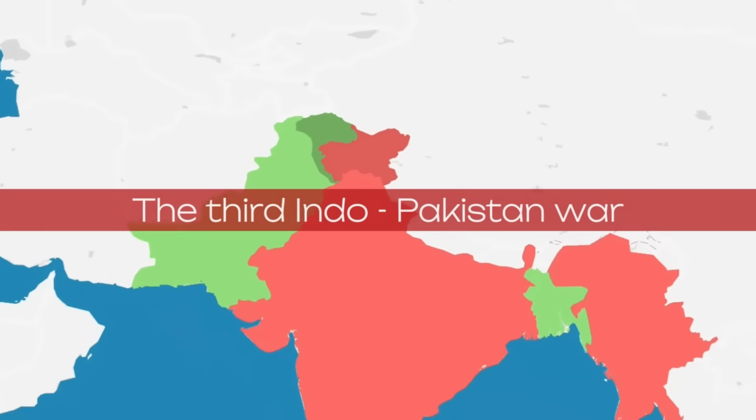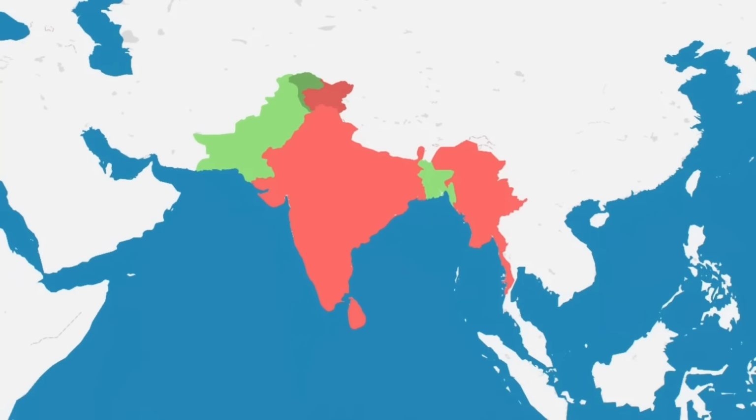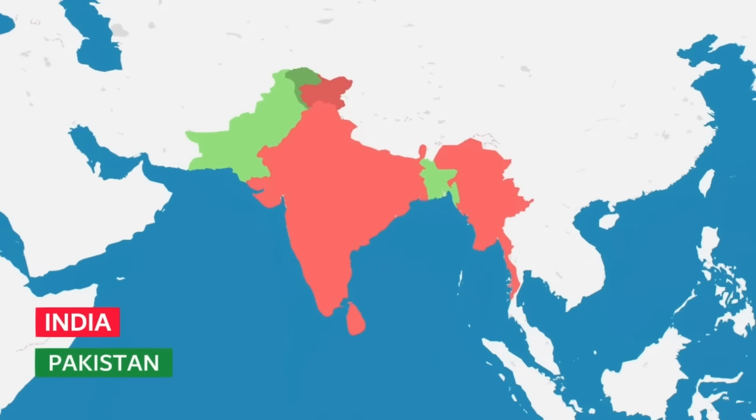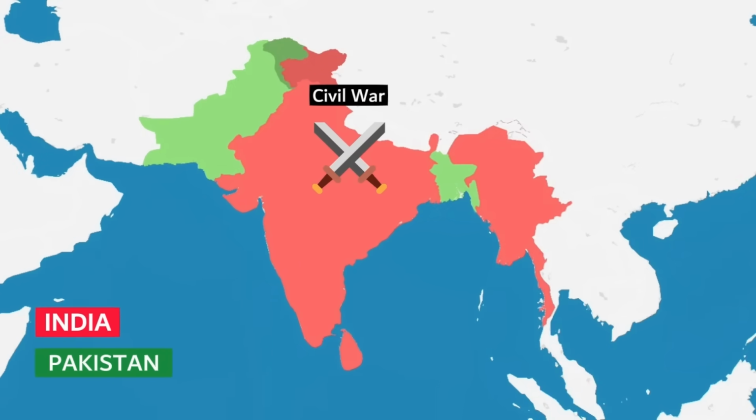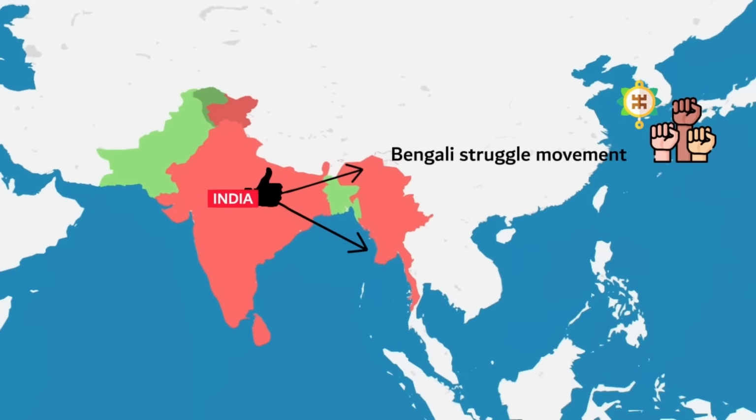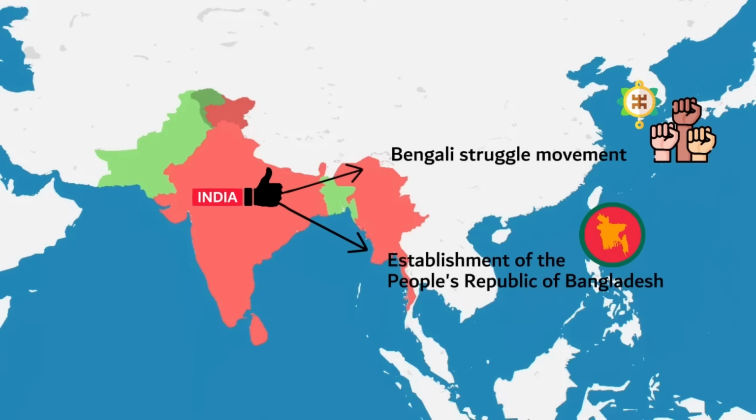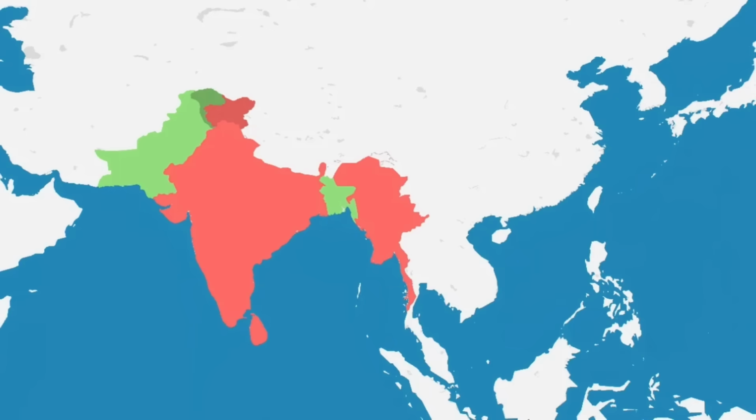The Third Indo-Pakistani War of 1971 was fueled by the crisis created by the ongoing political war in former East Pakistan, now Bangladesh. The war occurred when Pakistan erupted into a civil war between two wings of the country, West Pakistan and East Pakistan, which demanded independence. As India supported the Bengali struggle movement in East Pakistan and the establishment of the People's Republic of Bangladesh from Pakistan, Pakistan attacked several locations along India's western border with Pakistan.